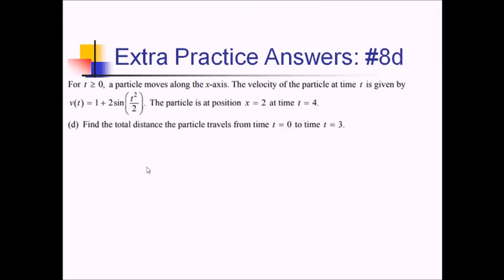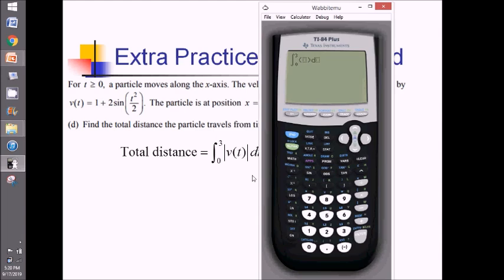For this part of the problem, we want the total distance the particle travels from time 0 to 3. So for this, we need the integral of the absolute value of velocity from 0 to 3. Let me plug this in the calculator. So I've got my integral from 0 to 3, and let me do absolute value now of alpha trace y1 dx, and let's see what our calculator comes up with for this.